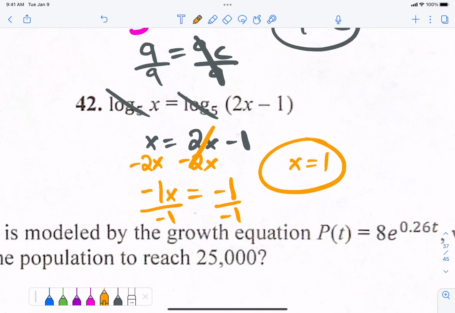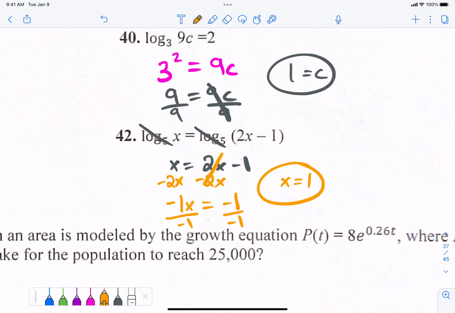Those two are both 1s. That one you put 1 equals C, but it has to be C equals 1. Yeah, C equals 1. There you go. All right.